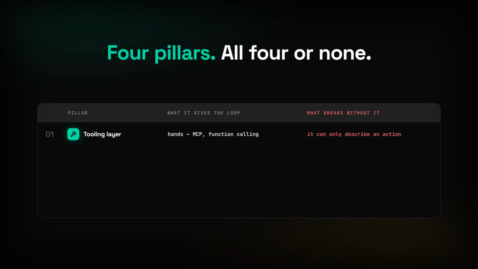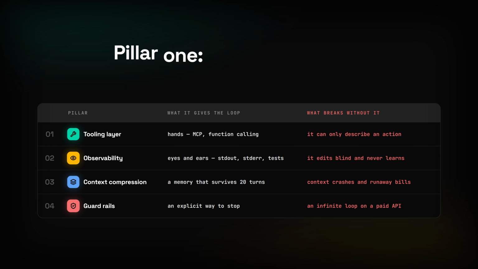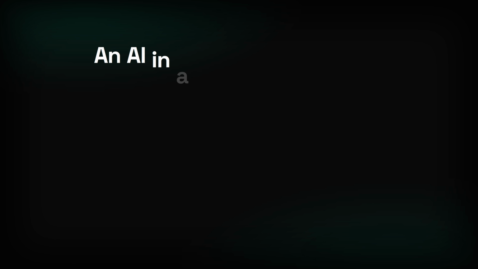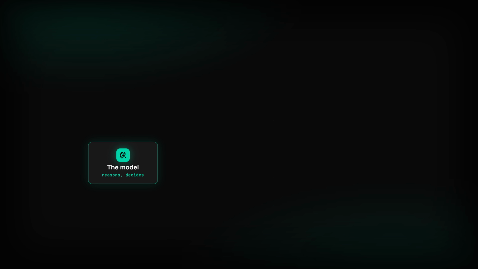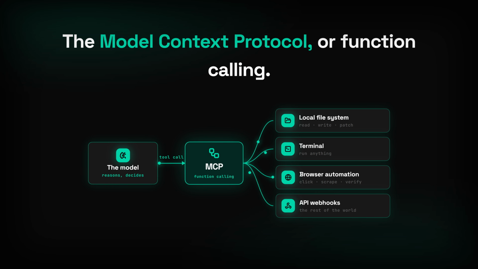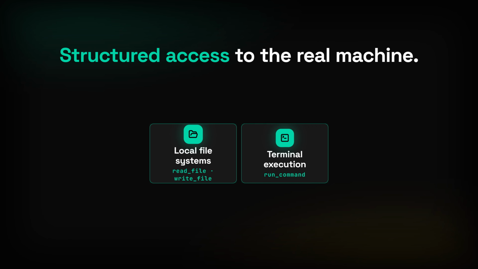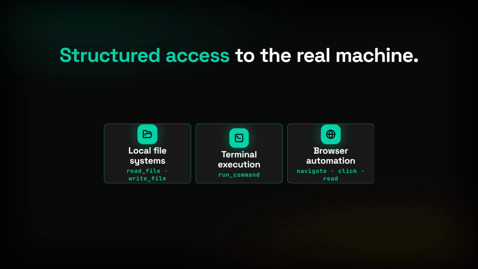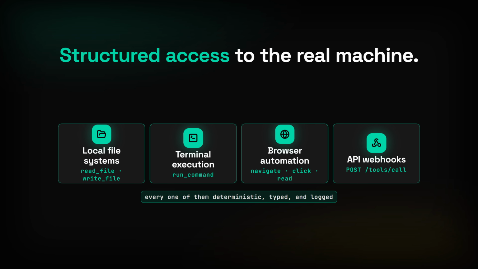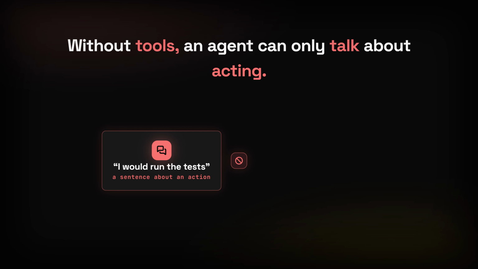Let's walk through the comparison table displayed, detailing the 4 pillars of loop engineering. Pillar number 1, the tooling layer, MCP and APIs. An AI in a loop needs hands to act. Modern loops rely heavily on protocols like the Model Context Protocol, MCP, or standardized function calling. This grants the model structured access to local file systems, terminal execution environments, browser automation instances, and API webhooks. Without deterministic tools, an agent can only talk about action, not execute it.